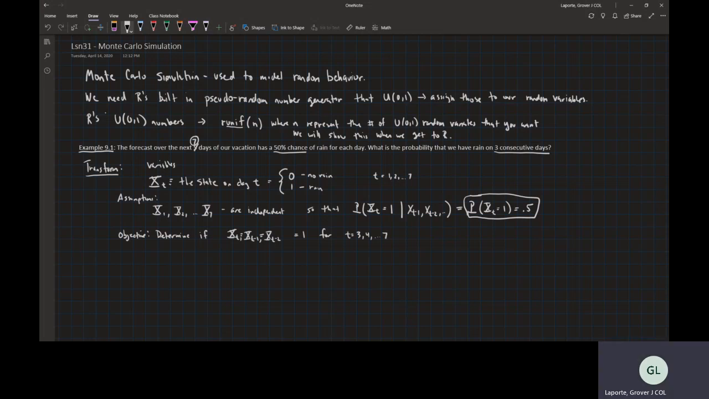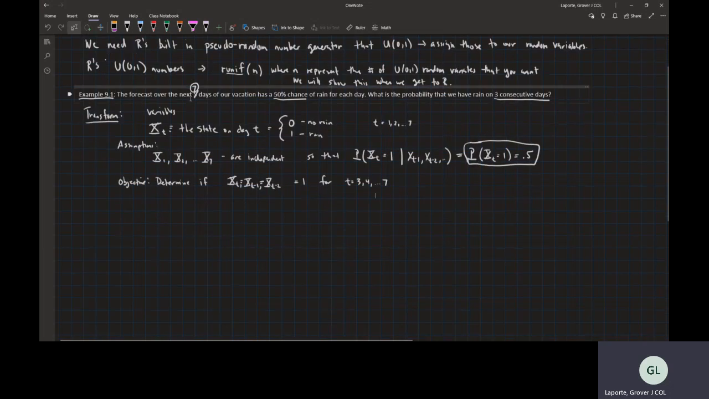So if that occurs for a particular 7-day window, then you get a 1. Then it's true. In other words, the probability, actually we're not going to talk about probability yet, but when we simulate this thing, we'll end up talking about probabilities. For one particular week, if this is true, then that week had 3 consecutive days.